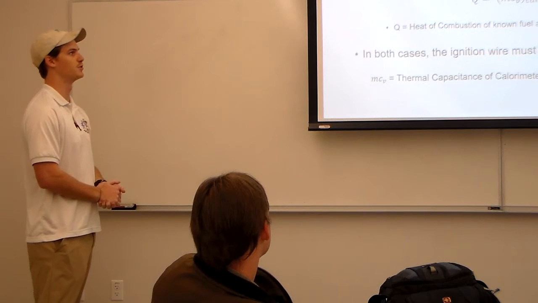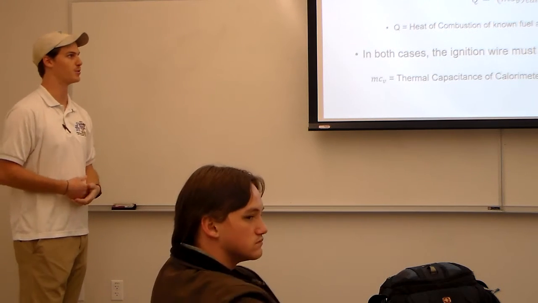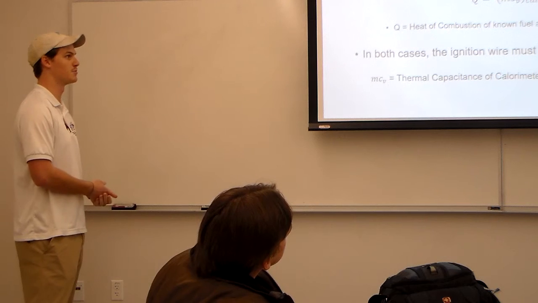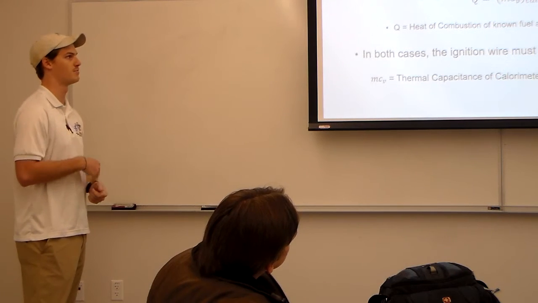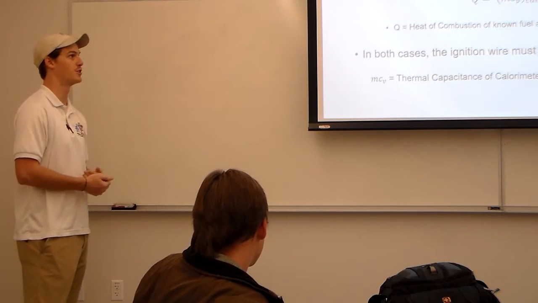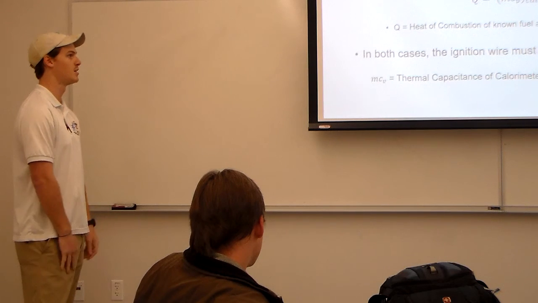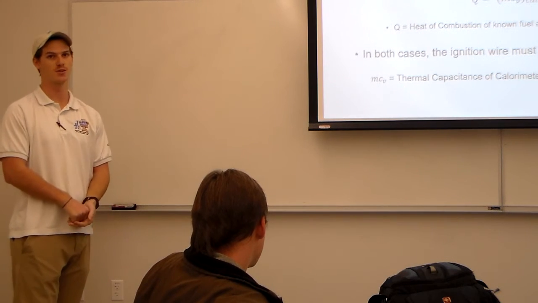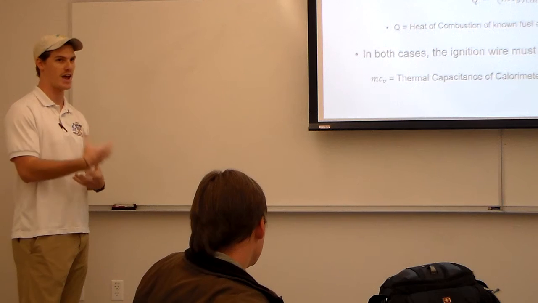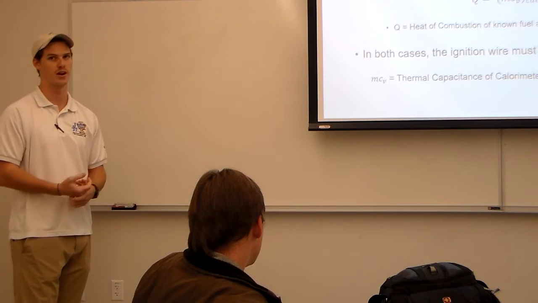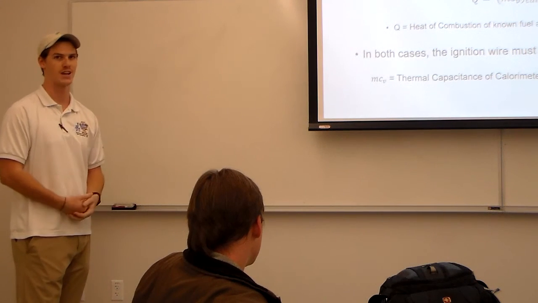When the unknown fuel is burned, you have to do it the other way, where you are finding the heat of combustion, which is mCv of the calorimeter times the delta T. In both cases, you need to account for the energy added to the system by the ignition wire. If you don't, your data is going to be off.